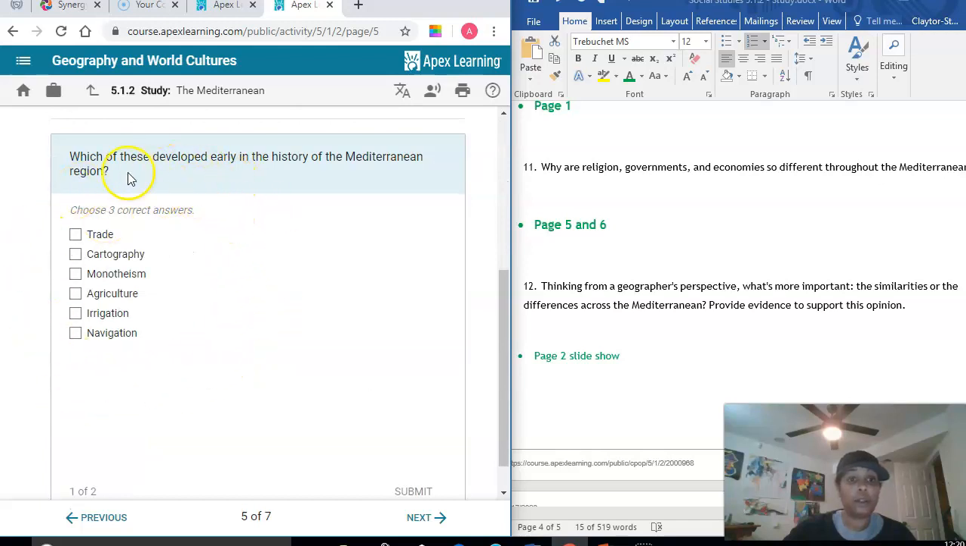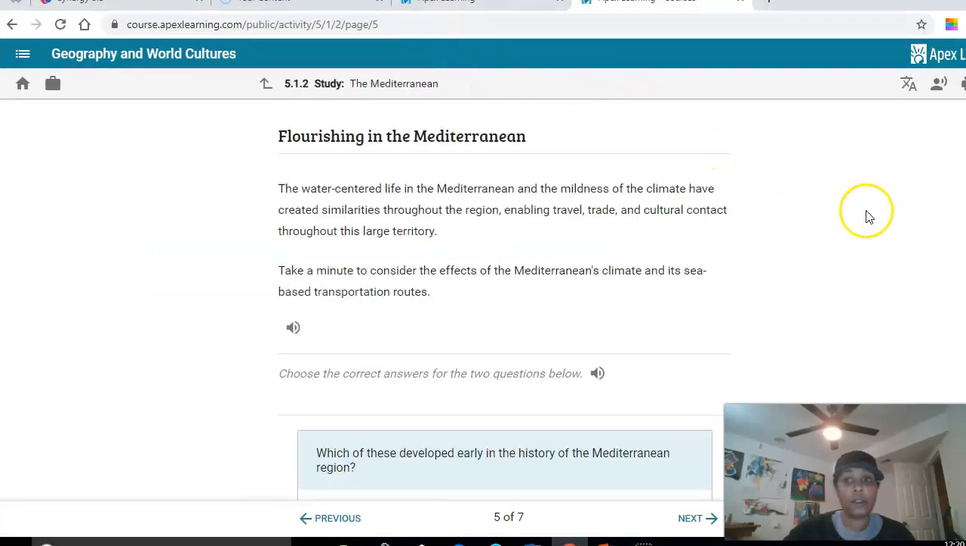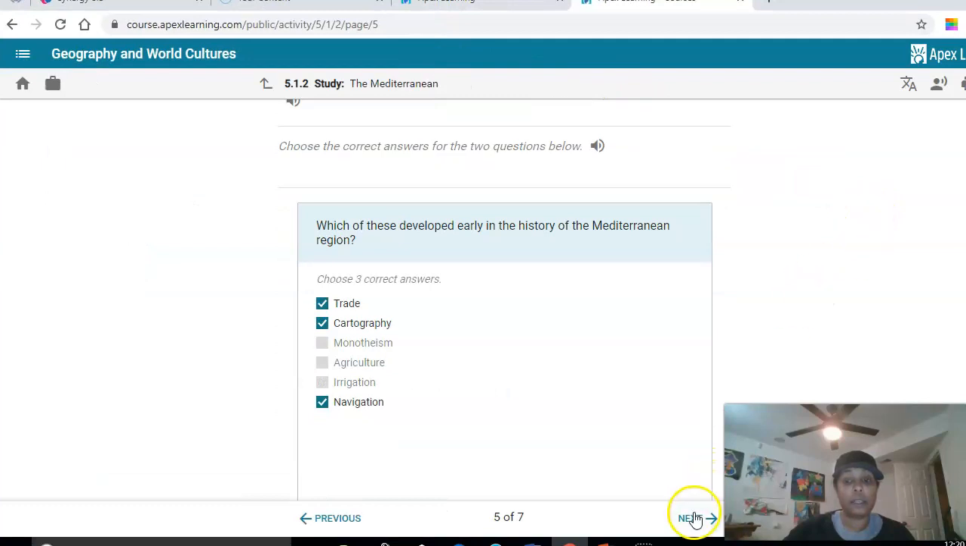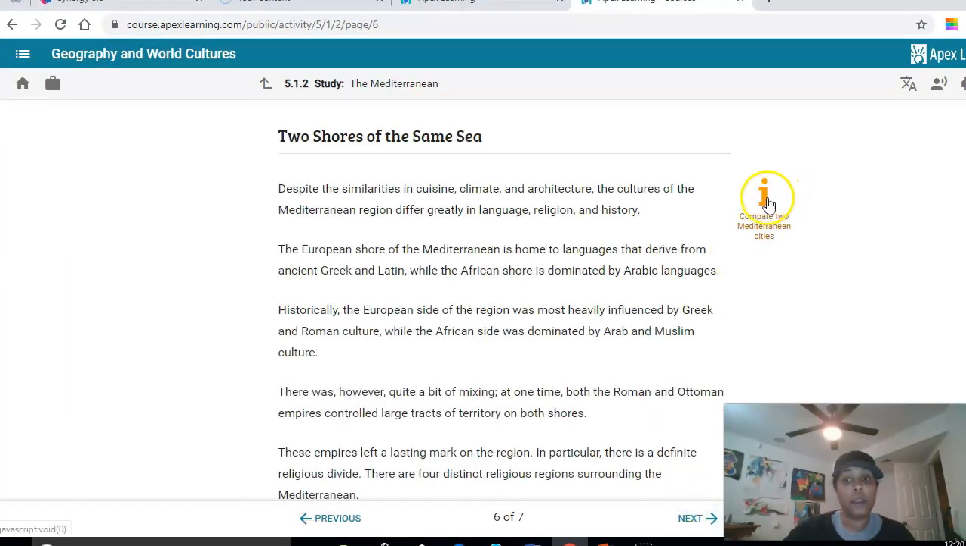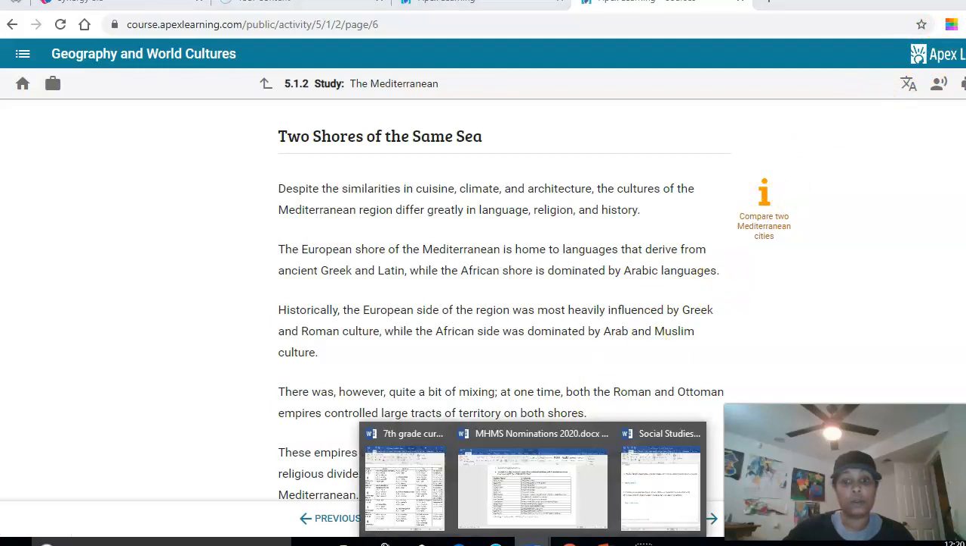I'm not going to do these for you again, but it says which of these developed early in the history of the Mediterranean region. I know cartography was, no irrigation because it's salt water, and I know navigation was another one, and no trade. Let's see if we get it right. Great job, okay? Let's look at number 12, and make sure when you do this that you have access to everything that you need. I'm still on number 11. Make sure you open this right here so you can get a full response and an accurate response.